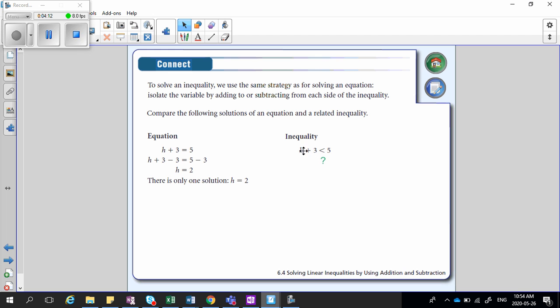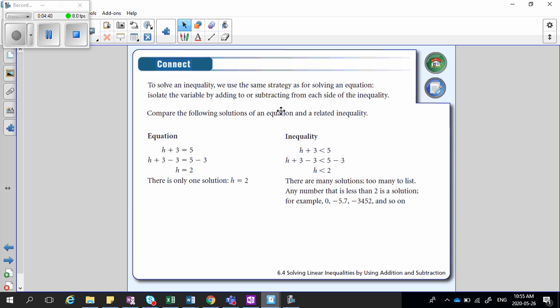Again, we'd start by saying, if I want to isolate h, I've got to subtract 3 from both sides. Let's do it. And we end up with h is not equal to 2, but it's less than 2, because this was less than 5. So we still have 2 sides to our inequality, just like we have 2 sides to our equation, a left side and a right side, but here we have an inequality sign instead of an equal sign.